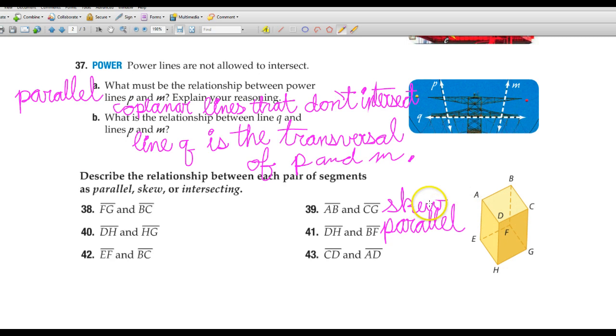And 43, CD and AD. Oh, they intersect at D. They have a common point, so those are intersecting.